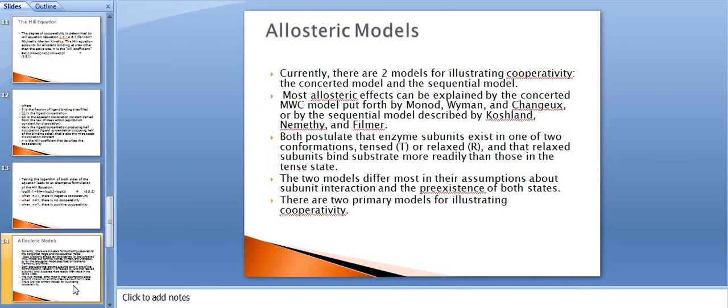Okay, next, allosteric models. Currently there are two models illustrating cooperativity: the concerted model and the sequential model. Most allosteric effects can be explained by the concerted model, that is nothing but the MWC model put forth by Monod, Wyman and Changeux.